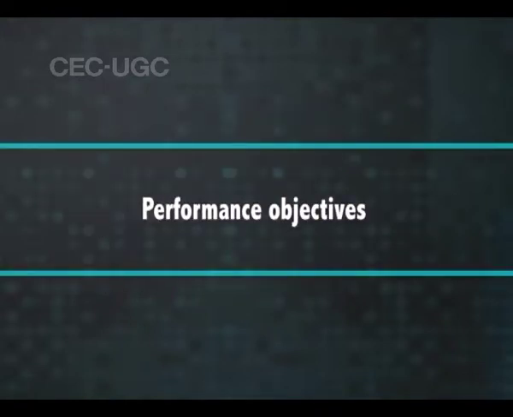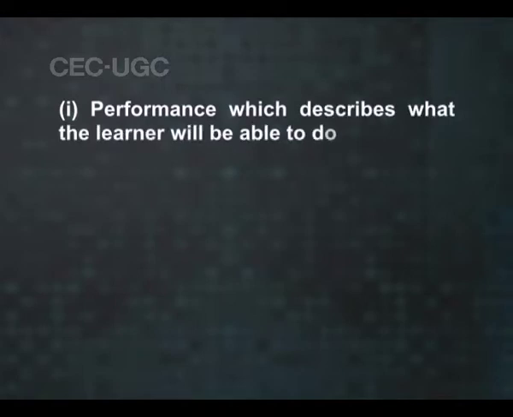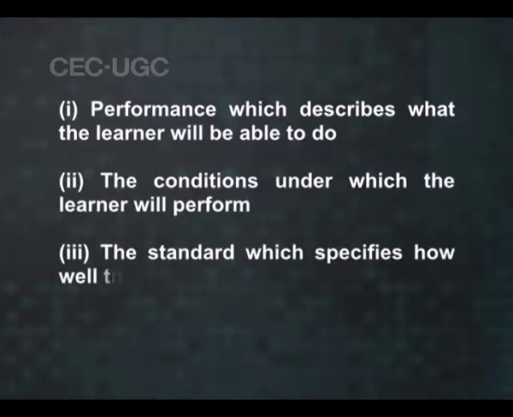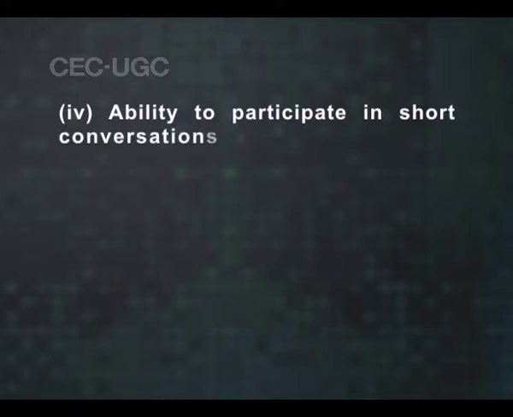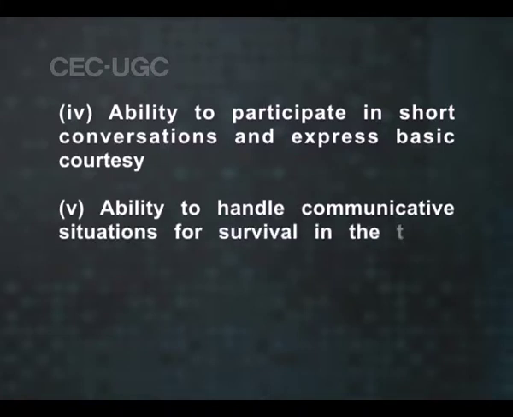Performance objectives. Performance describes what the learner will be able to do, the conditions under which the learner will perform, and the standard which specifies how well the learner is to perform, for example, ability to participate in short conversations and express basic courtesy, ability to handle communicative situations for survival in the target culture.